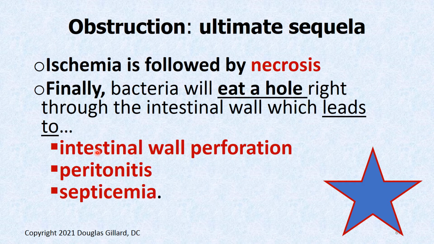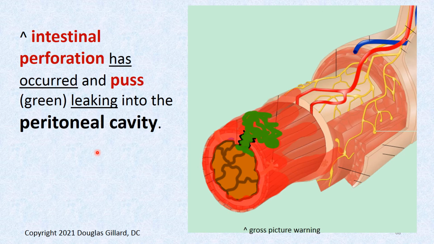What's the ultimate sequelae of obstruction? Well, necrosis. As we just said, the bacteria can eat a hole right through the intestines, and that's called an intestinal wall perforation. And once you get bacteria floating around in the peritoneal cavity, then you have what's called peritonitis. And septicemia: the bugs in the peritoneal cavity can quickly get into the bloodstream, cause septicemia, and that's fatal. Back to our cartoon, we can see that we have a perforation here, and now all these bugs and pus are leaking out, and the patient's in big trouble.